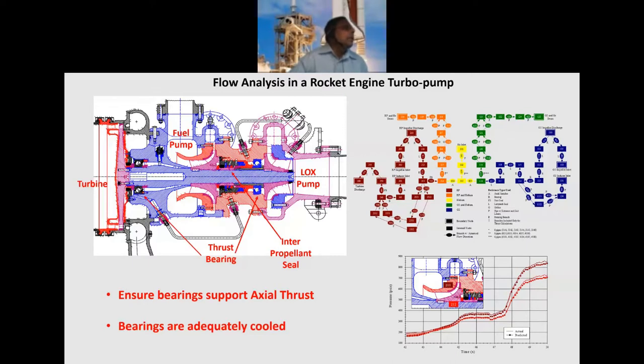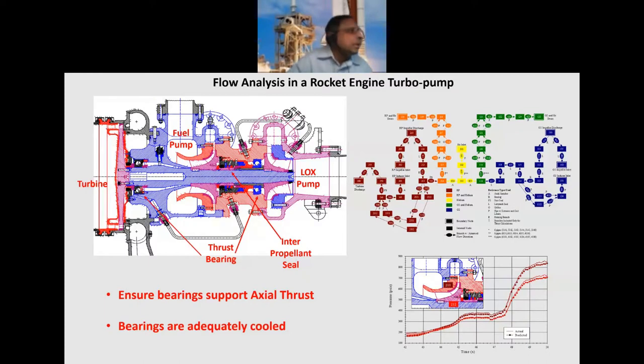So what are the critical issues here? Here is a picture of a turbopump, and turbopumps are typically driven by a turbine. They are all on a coaxial shaft. Here is the fuel pump, here is the LOX pump, driven by this turbine. Typically, as I mentioned, the fuel pump operates at 3,000 or 4,000 psi pressure, whereas the turbine probably operates at 100 or 200 psi. So there is a big pressure difference, and all these pressure differences cause a big axial thrust, which is taken by these bearings.